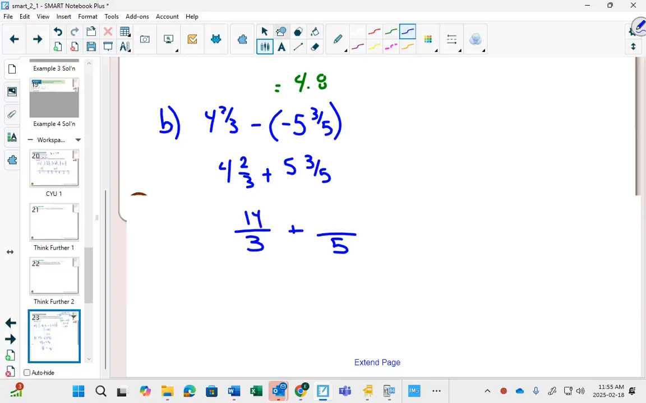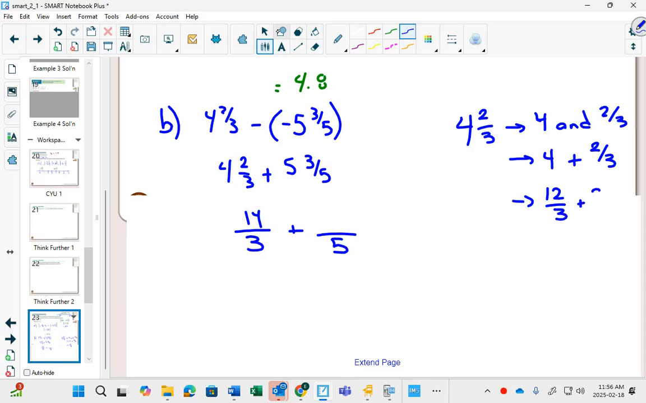Now, why does that work? Because a mixed fraction, you read it like this, right? 4 and 2/3. And in math, a symbol for and would be adding. It's 4, and you add another 2/3. That's what a mixed fraction is. And if you were adding fractions, you would need a common denominator, and the 4 is 12 over 3.